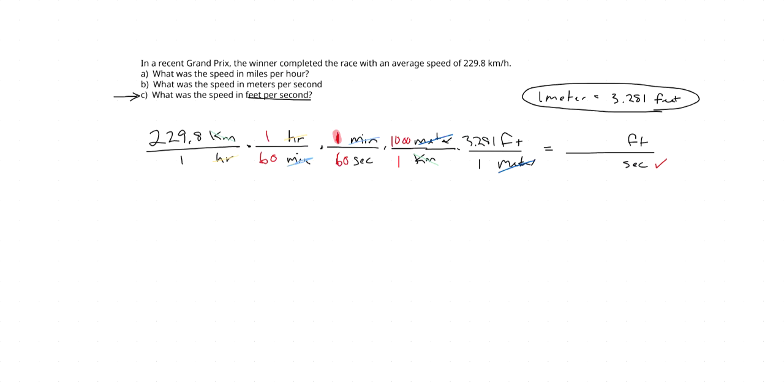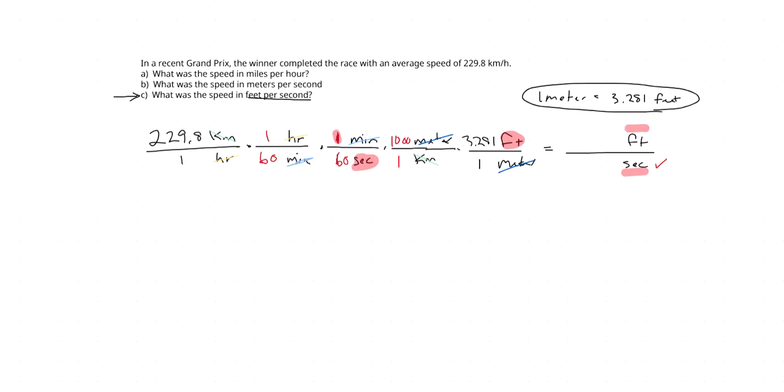Notice the only units that are left, I'll highlight them. Our seconds has not been canceled out, and feet have not been canceled out. And that's what we're looking for, seconds and feet. So those are the units we're going to be in. All the other units cancel out. If we follow the numbers here, we should come out right.